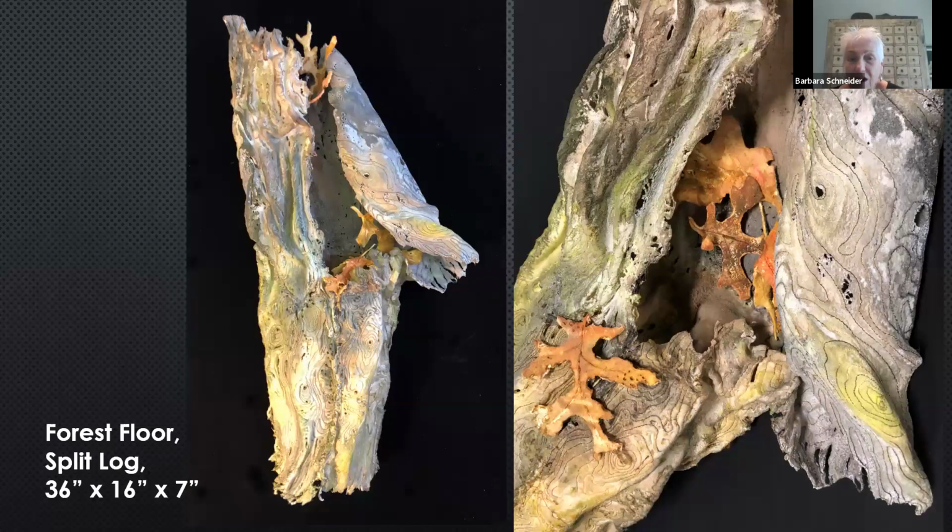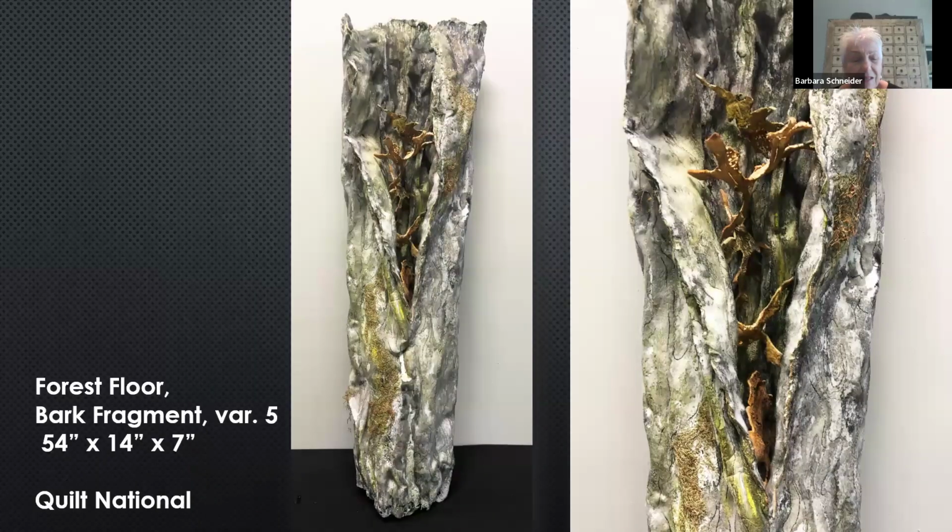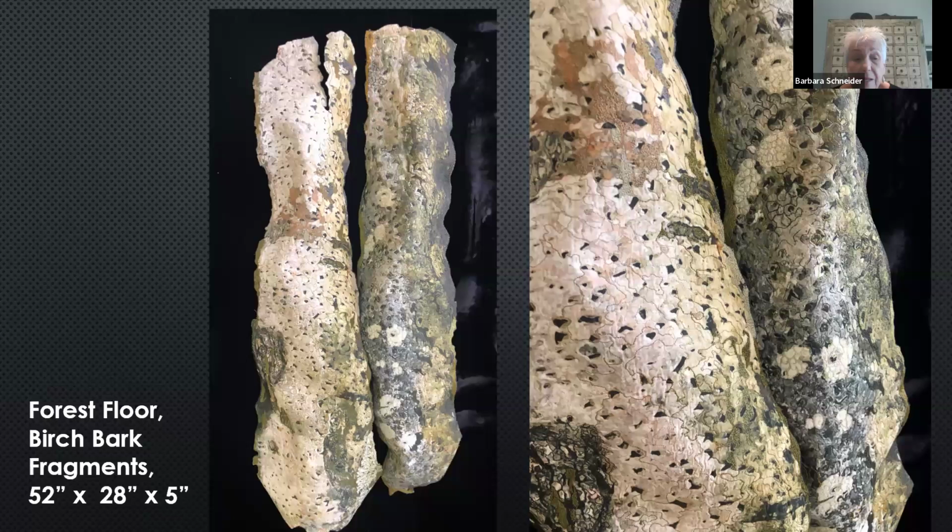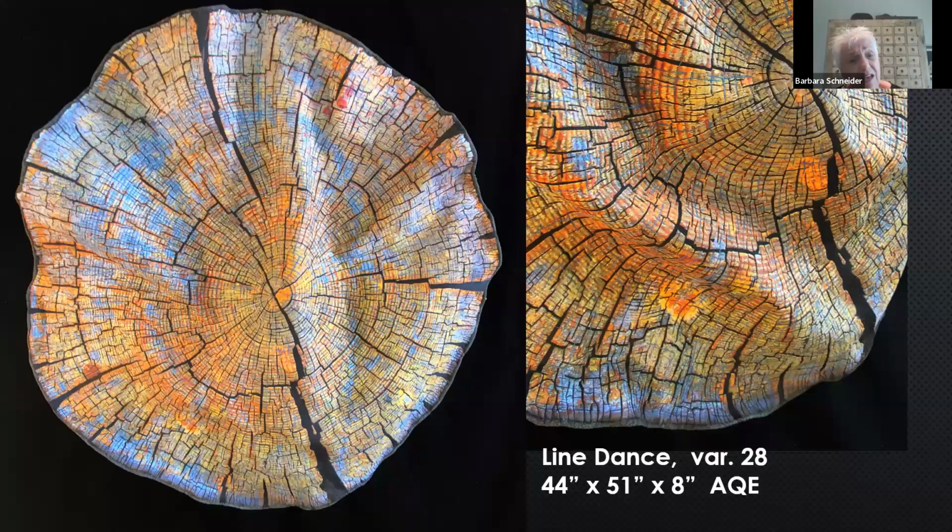This is the split log, pretty much all the same methods. And this piece, which was recently in Quilt National and is still traveling with the show. Birch bark, a different kind of texturing, and that was lovely to work on. And then this piece has started me in a somewhat newer direction. It was recently at Art Quilt Elements, and it's the tree stumps and the shaping. So things are coming together.